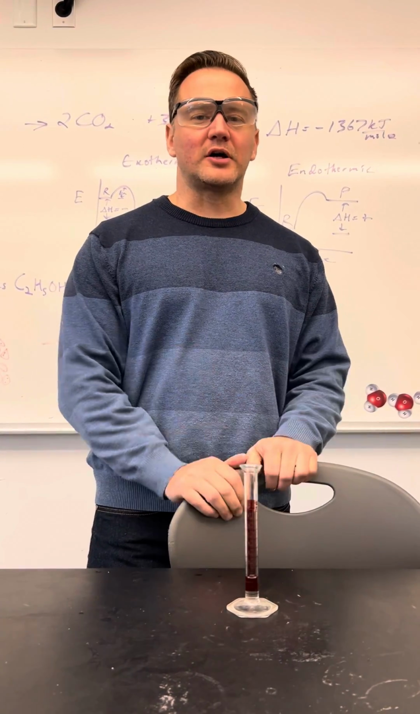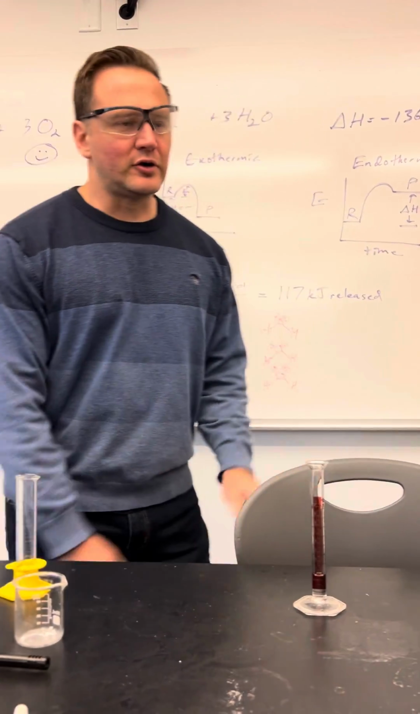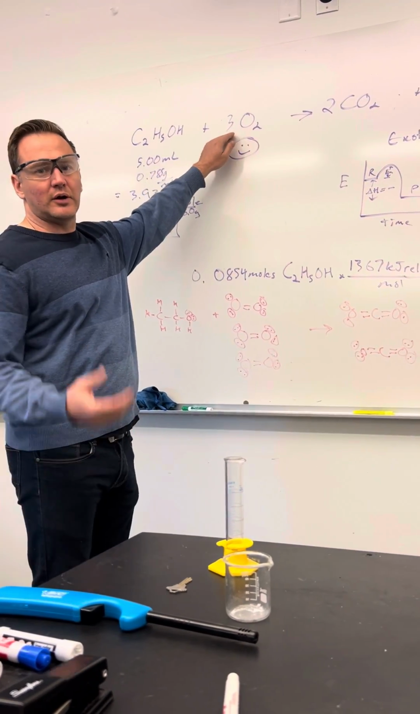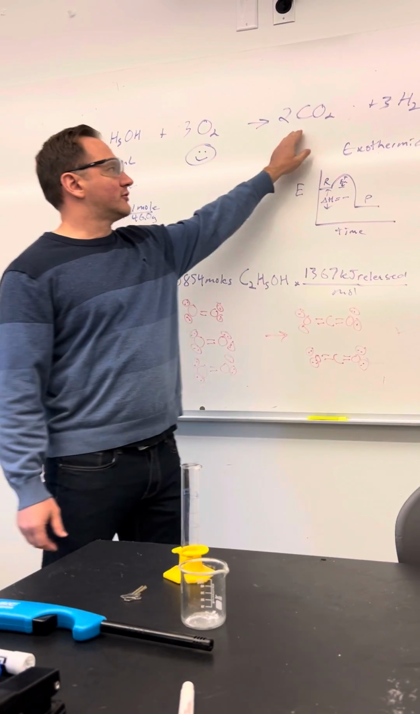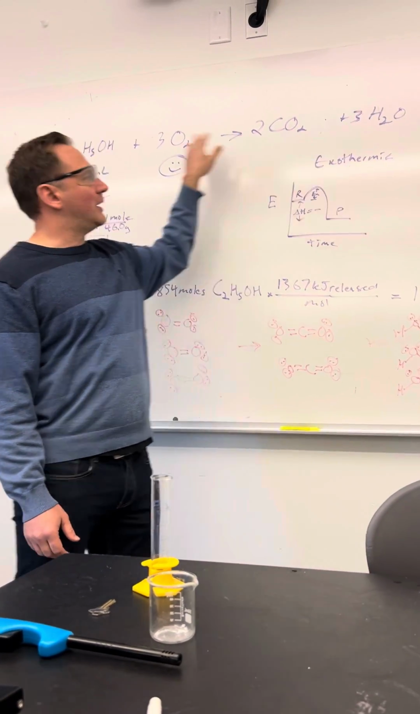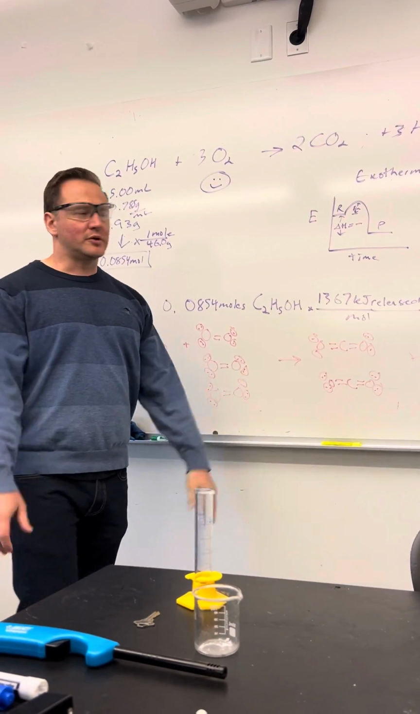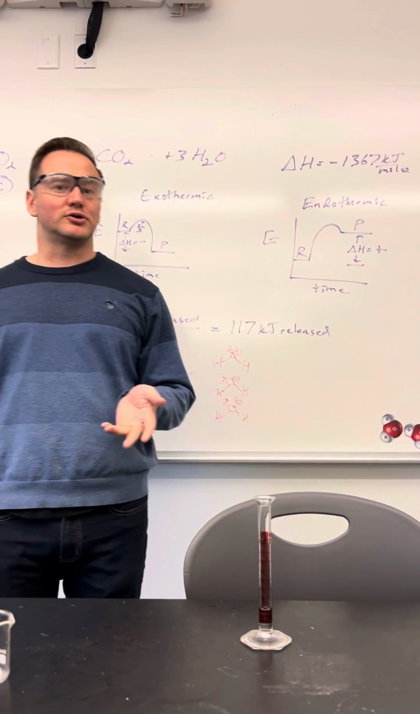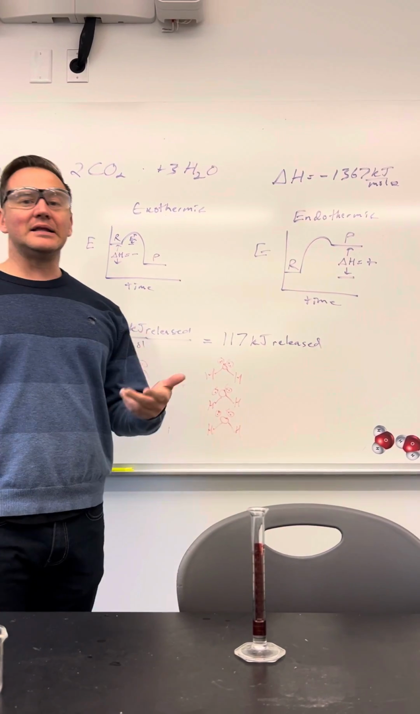In this video, we're going to talk about the combustion of ethanol. When ethanol undergoes combustion, all combustion reactions require the input of oxygen, and it produces carbon dioxide and water. And this is our balanced chemical equation for that combustion reaction. And the delta H is negative 1367 kilojoules per mole, which means it's highly exothermic.